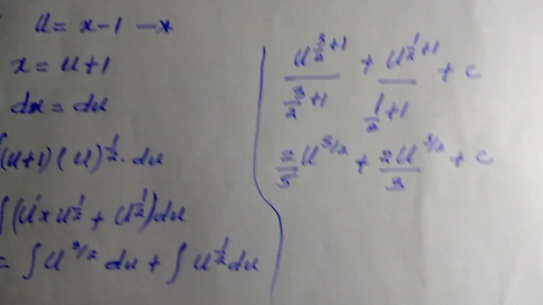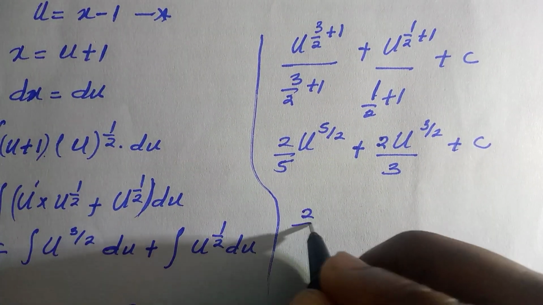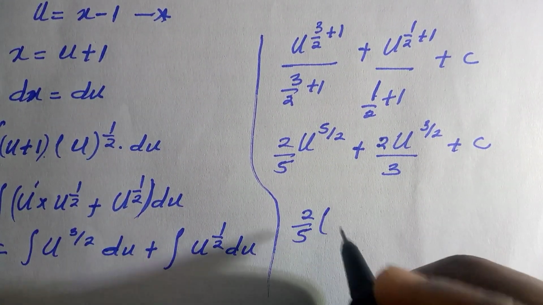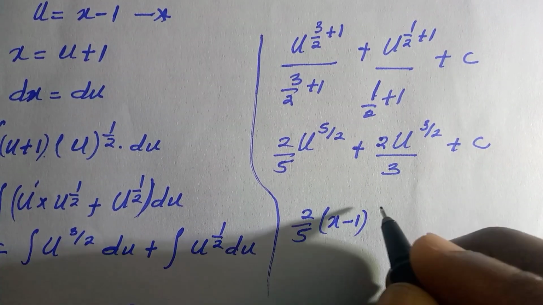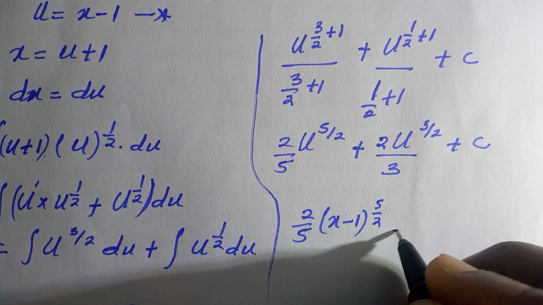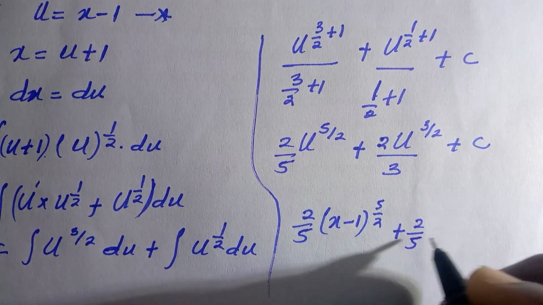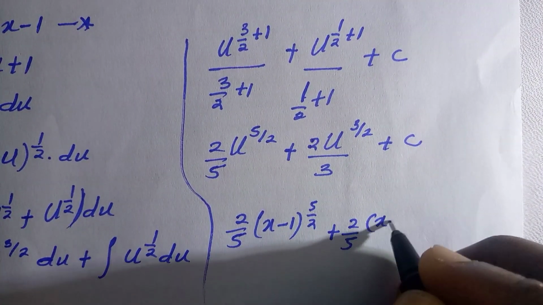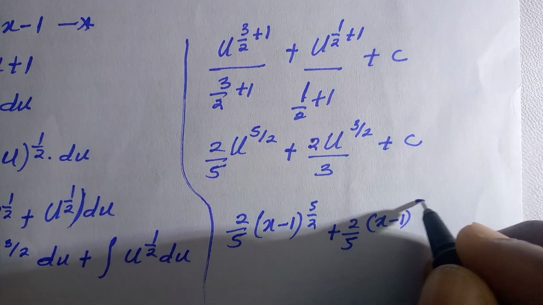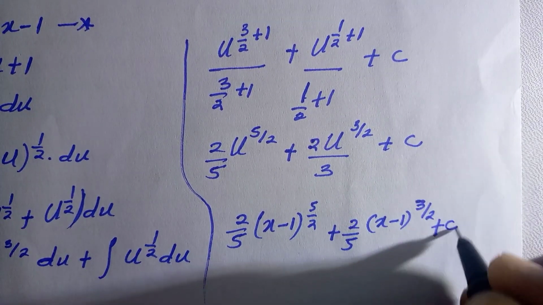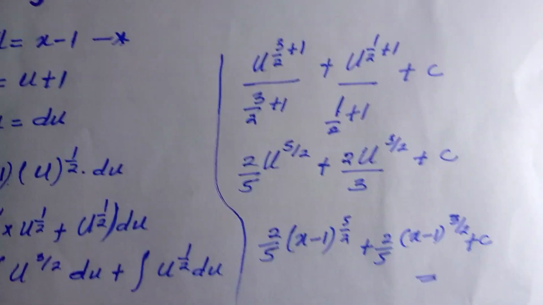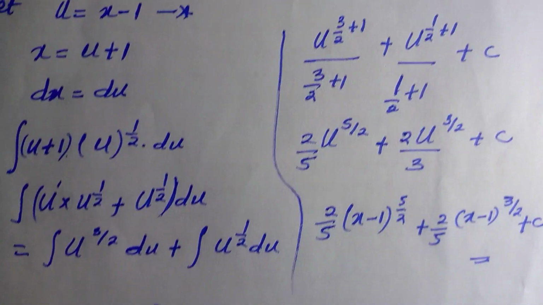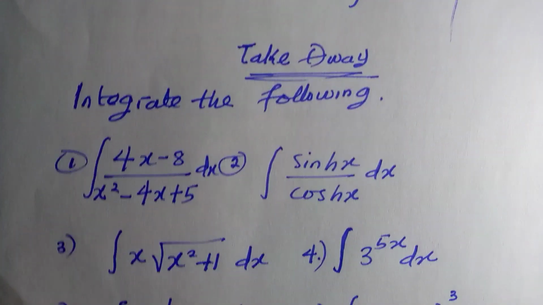But don't forget the value of u is x minus 1. We just insert it in this as 2 over 5 of x minus 1 raised to the power of 5 over 2, plus here is 2 divided by 3 of x minus 1 raised to the power of 3 divided by 2 plus c. And here is the solution for this. Thanks. And just don't forget the steps I take from each question.